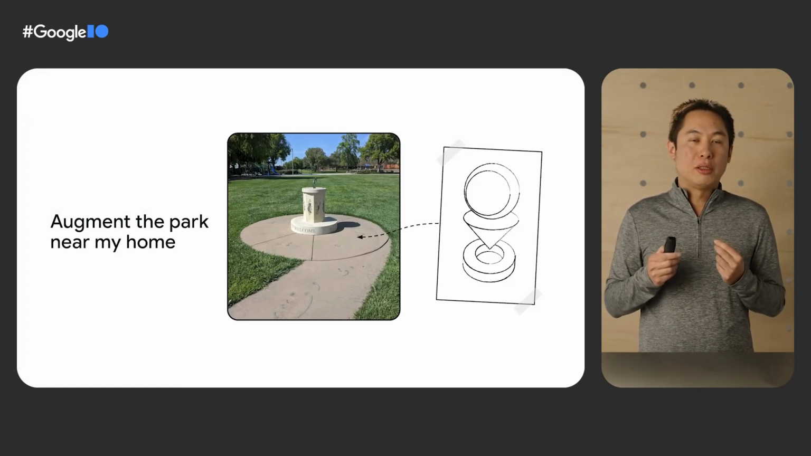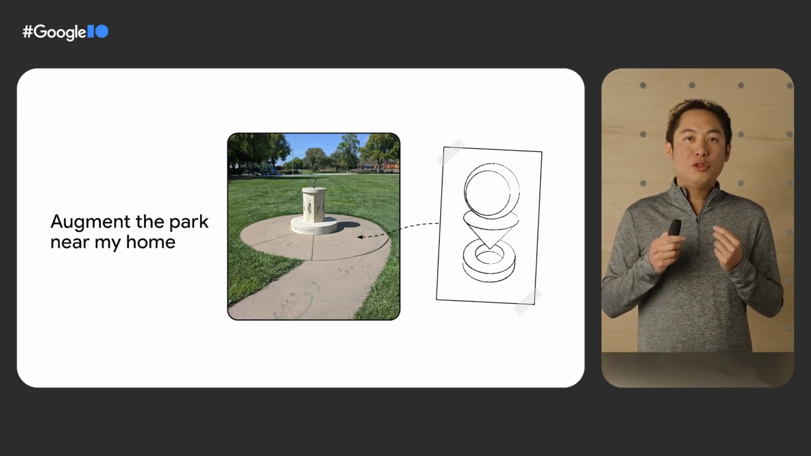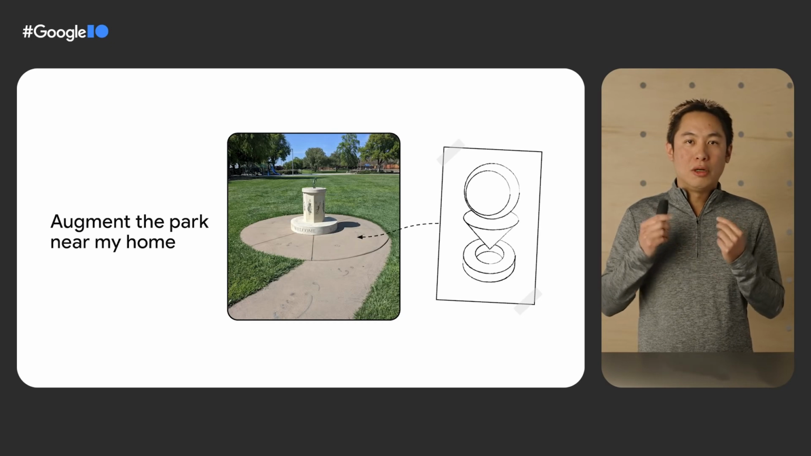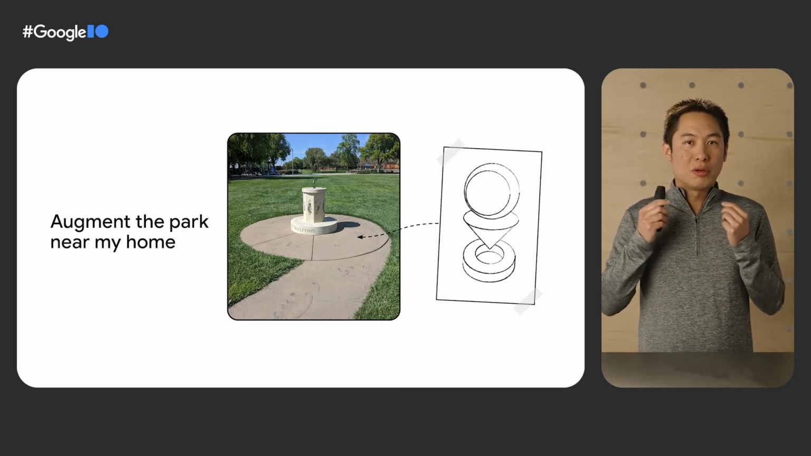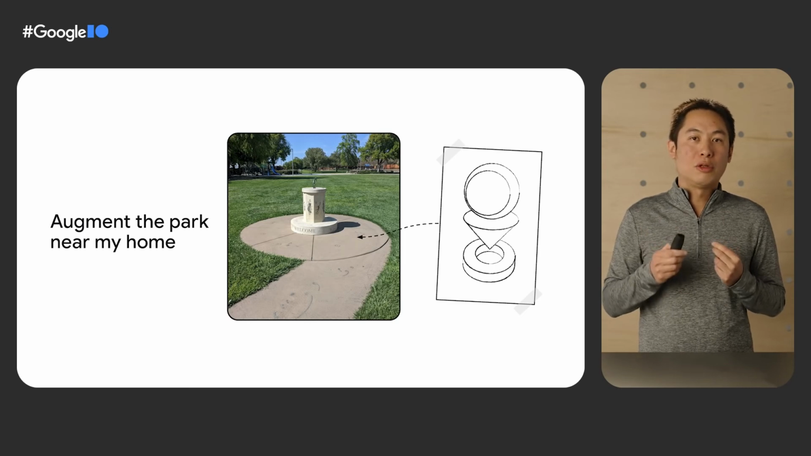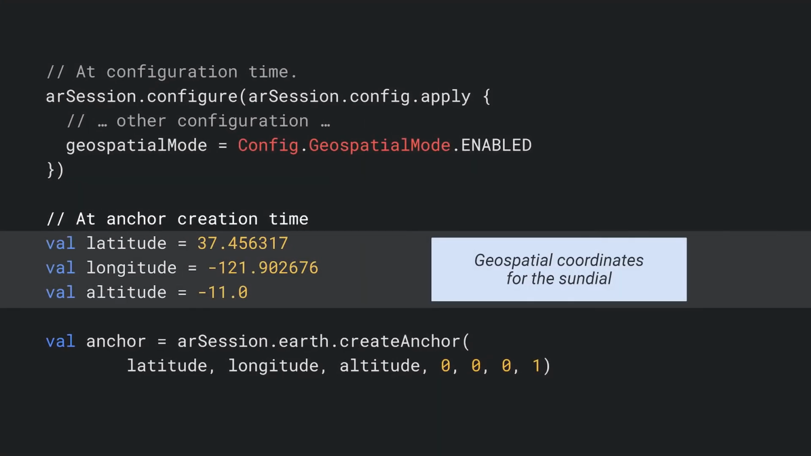I want to create an experience with a virtual object in a park near my home, right next to the sundial here. I'll need to figure out the exact latitude, longitude, and altitude for the anchor. This can be done from the comfort of your own desk using Google Maps. The specific steps are described in our developer page. Here are the geospatial coordinates of the sundial. These coordinates can get persisted into my app's database.